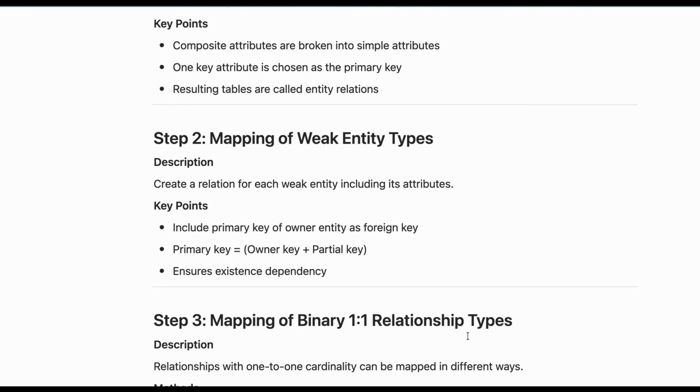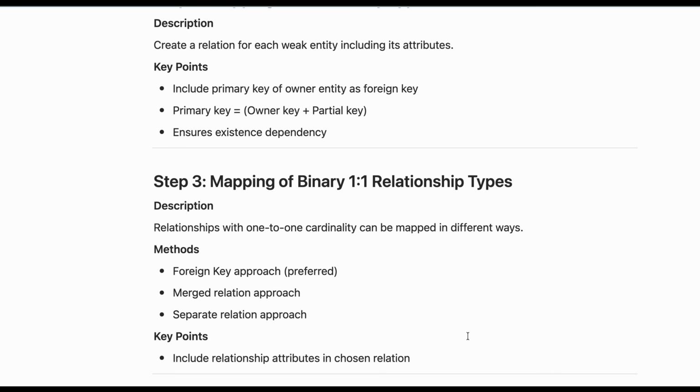Now move to the third step, which is mapping of 1:1 relationship. For a 1-to-1 relationship, we can use different methods, but the most common is the foreign key approach. We add the primary key of one entity as a foreign key in the other. We also include any relationship attributes.